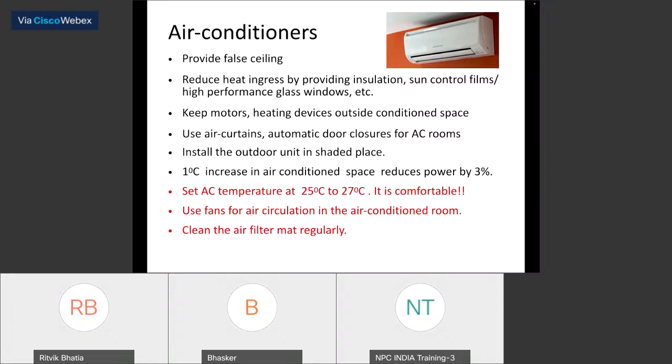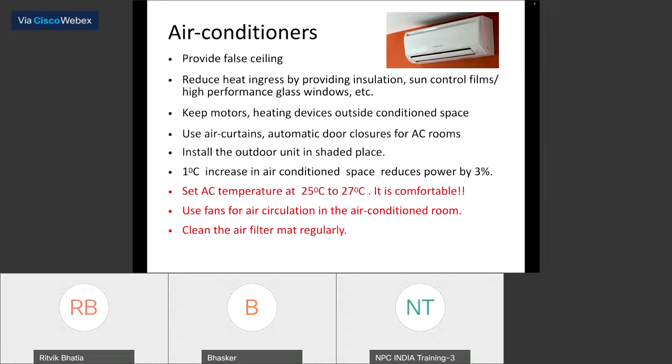Keep motors and heating devices outside the conditioned place. Use an air curtain and automatic door closer for the AC room. Generally, this is also not available. Install the outdoor unit in a shaded place. Please see that this is also going to give you savings.